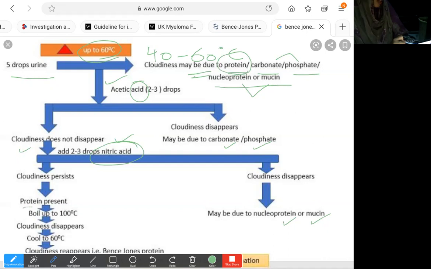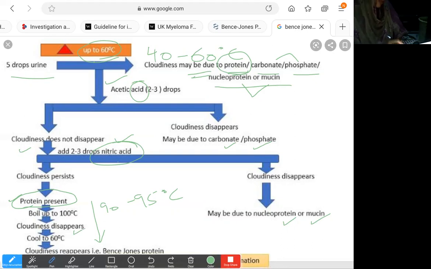If the cloudiness persists even after adding nitric acid, it is confirmatory that the proteins present are possibly immunoglobulins. But for them to be called Bence Jones proteins, we have to demonstrate this reverse appearance of the cloudiness. When they are boiled further, at about 90 to 95 degrees centigrade, almost up to 100 degrees centigrade, the cloudiness disappears, and then on cooling down to 60, it reappears again. So this is characteristic of the Bence Jones protein.